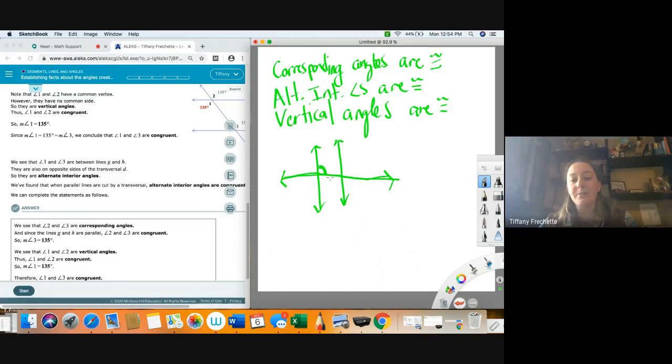So if this is on the top, then I want to go on the bottom. And I want to switch sides like this. So I don't want to go straight across. I want to go across and then slide over to this one. So these are alternate interior angles, and they are congruent. I can do the same thing to this side. If I look at this angle, I go across and slide over. There's my other alternate interior angle there.